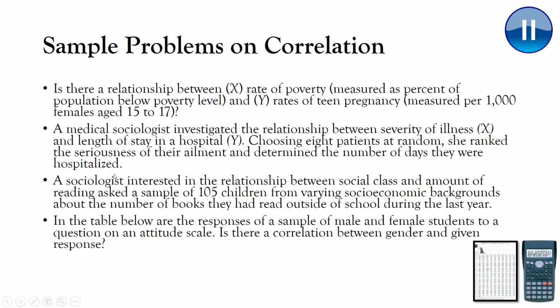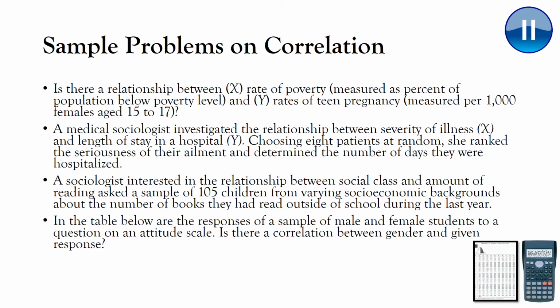So even though we know the days, for instance, we can transform this into ranks. Next, a sociologist interested in the relationship between social class and amount of reading asks a sample of 105 children from varying socioeconomic backgrounds about the number of books they had read outside of school during the last year. Social class can either be nominal, but it can also be ordinal data, because we can sort of rank it: lower, middle, upper.